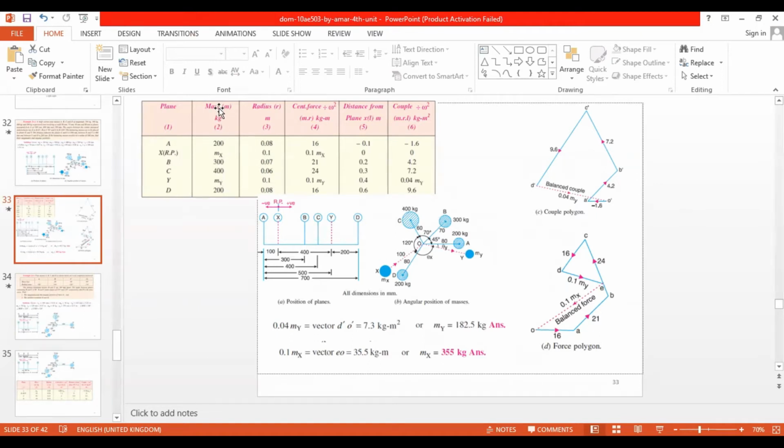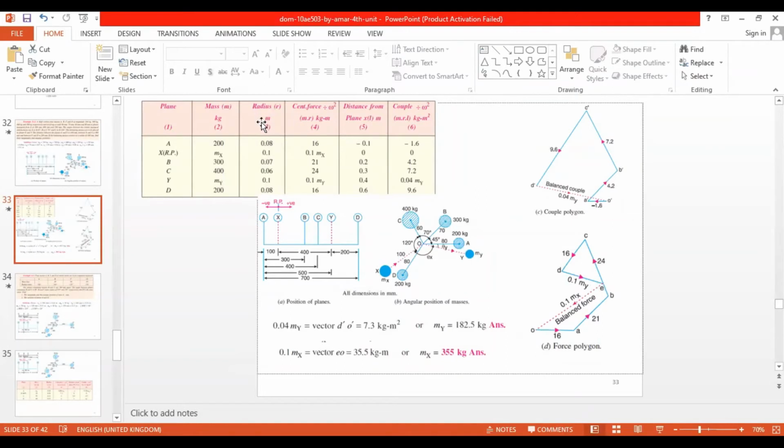Then the mass. So we know A is 200, B is 300, C is 400, and D is 200, but X and Y we don't know. We will put mx and my respectively. And about the radius, the radiuses are given, so we know all of them: A 0.08, B 0.07, C 0.06, and D 0.08. And in the last sentence, it is given that the balancing masses are expected to rotate at 0.1 meter, that is 100 millimeter. So we will write it like this.